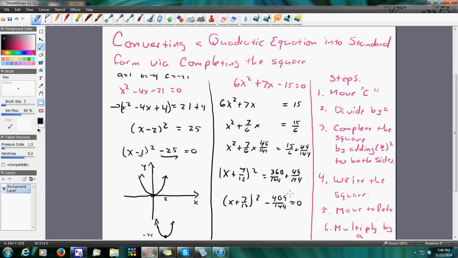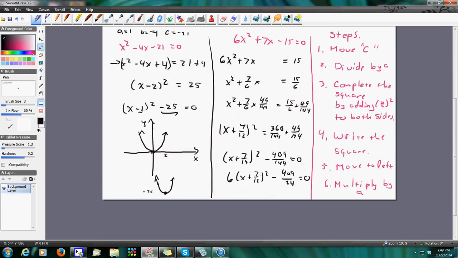But here's the kicker. I actually have to multiply now by 6. And that's going to give me 6 times x plus 7/12 squared minus 409 over 24 equals 0. You'd probably be in best shape to FOIL that back out and then multiply by 6. And the reason why is because the 6 affects that x tremendously. It's going to make it super steep.